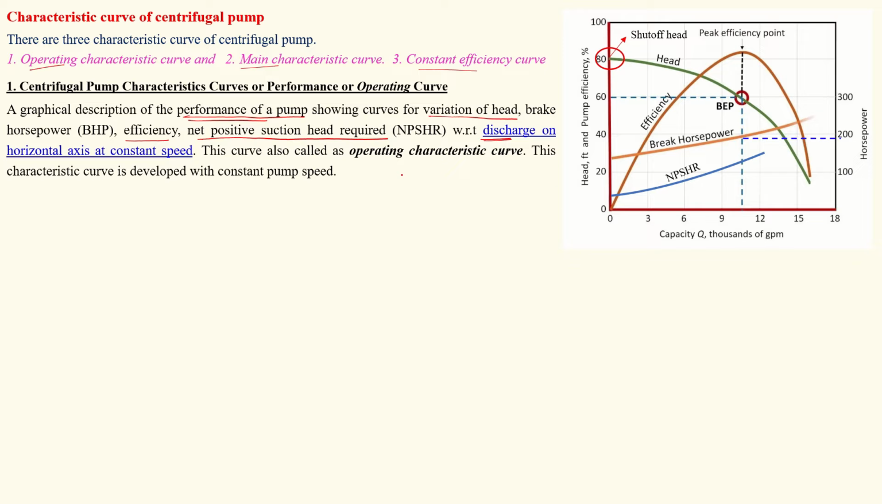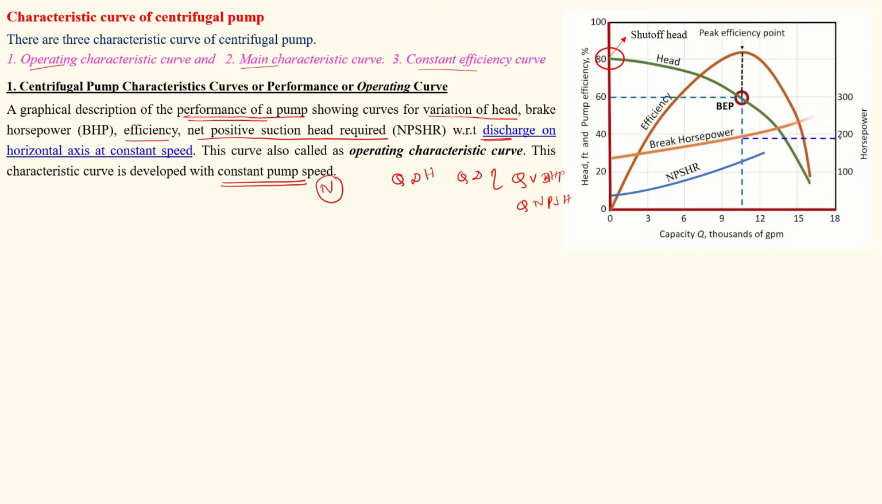This curve shows discharge versus head, discharge versus efficiency, discharge versus brake horsepower, and discharge versus net positive suction head. This combination of all these curves is called the operating curve or performance characteristic curves of your centrifugal pump. This curve is drawn for a constant speed, so the rotational speed of the pump, N, should be constant.